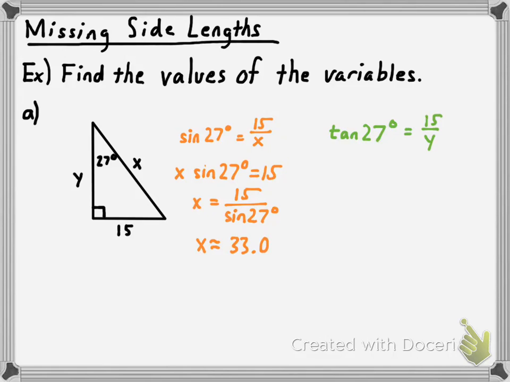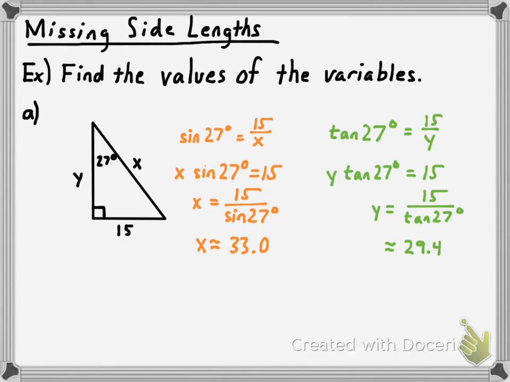All right, and then from there it's the same basic algebra that we just did. We'll multiply both sides by y, like so, and then we'll divide both sides by the tangent of 27 degrees to get y by itself. That'll get you 29.4. All right, hopefully you're finding that pretty simple.